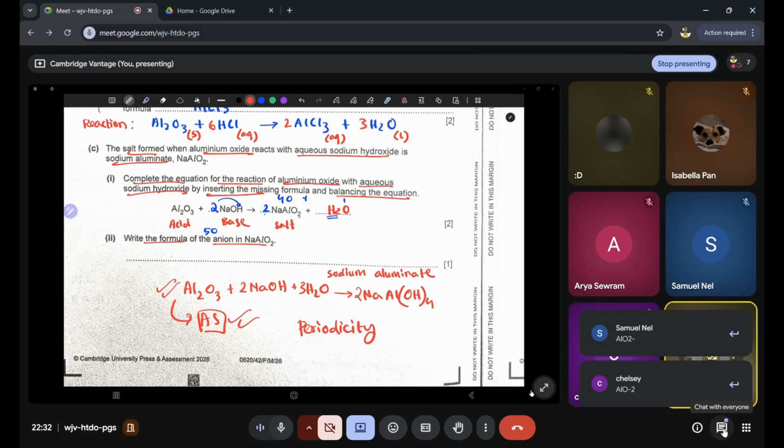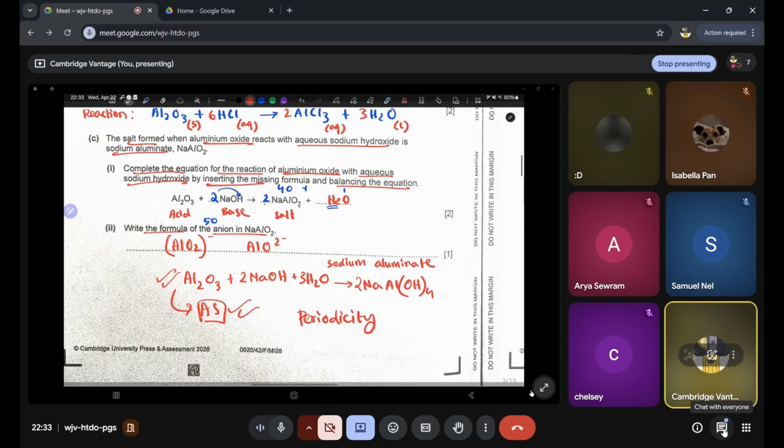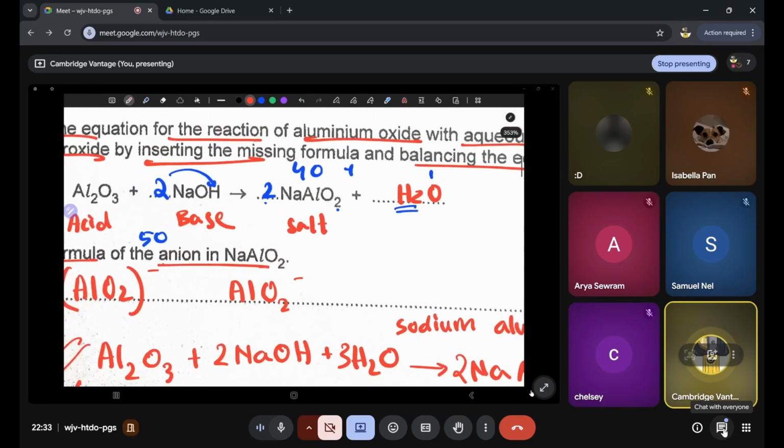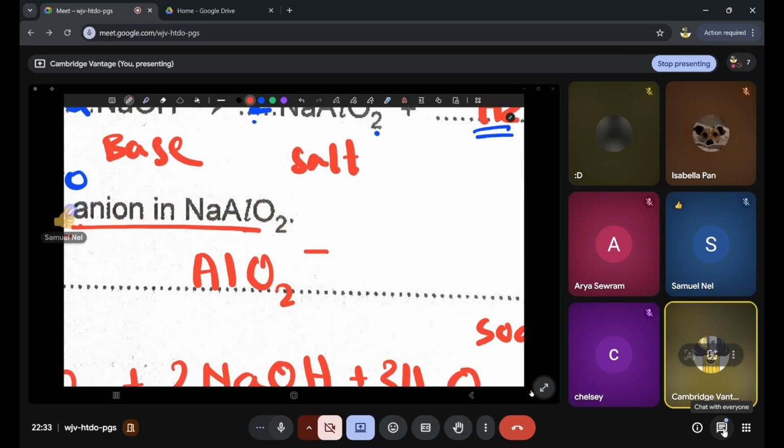Yes, Samuel, you are correct. It should be AlO2. Now, I would suggest give a bracket and write a minus. That way, it is clearer because a lot of students might make this mistake. They will write O2 minus like this, or they will give the 2 minus as part of the charge. So, to be on the safe side, give a bracket, give a minus sign, or be very clear about where the minus sign is going to be. It's going to be on top like this. All right.